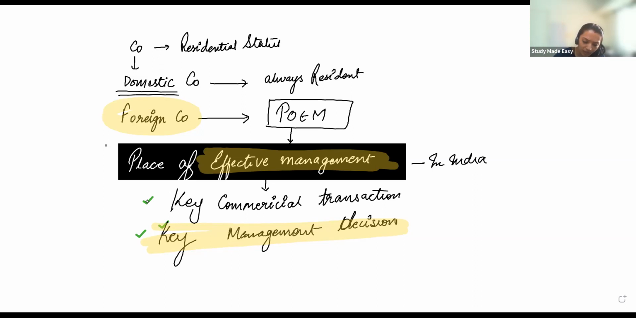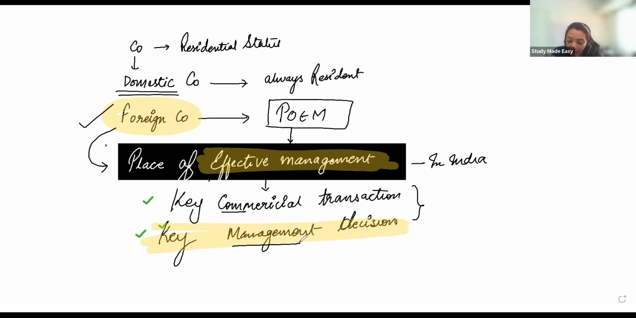But if it is a normal decision, it does not make it an effective management. So if a foreign company is having place of effective management in India, that is nothing but key commercial and key management decisions are being taken in India. I can say it is a resident of India. But is it relevant?